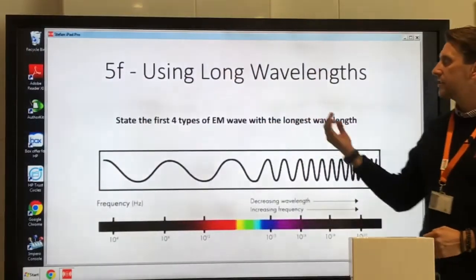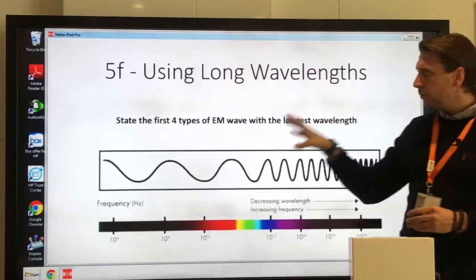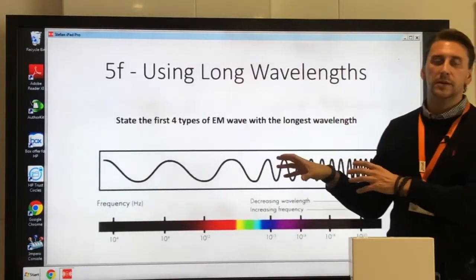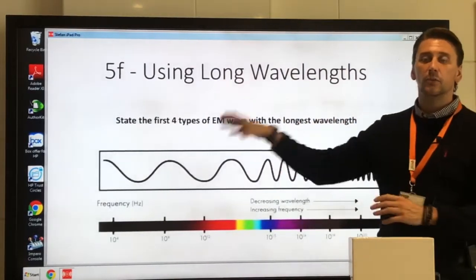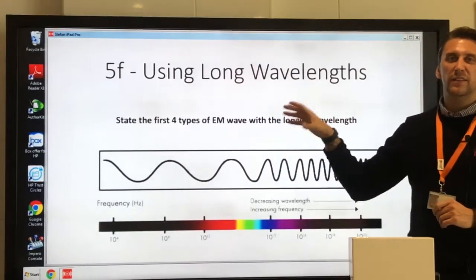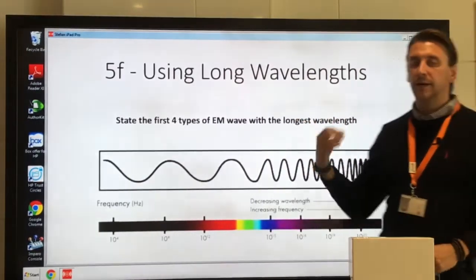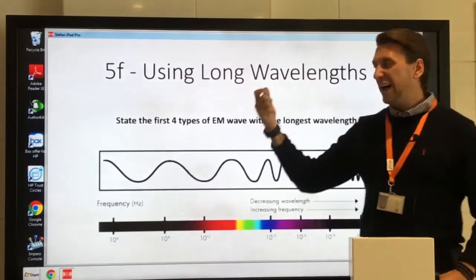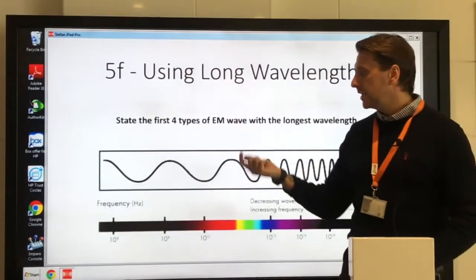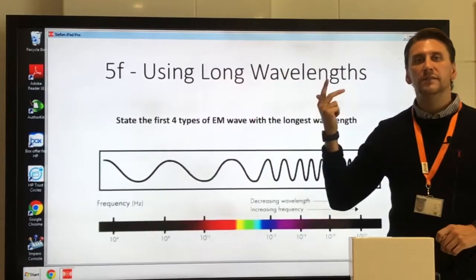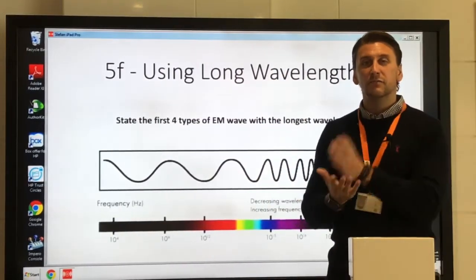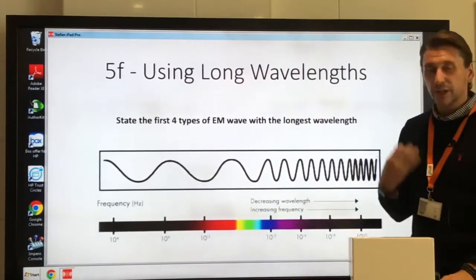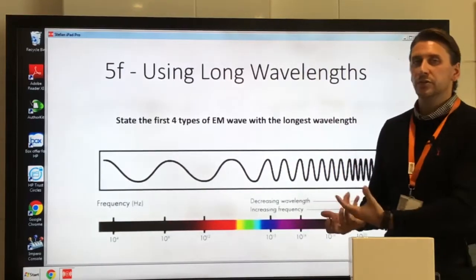So 5F, which is using long wavelengths, we're going to look at the specific part of the EM spectrum which is referred to as the longer wavelength EM waves. If we think back to the spectrum, the longest wavelength, remember, was radio waves, and then the long wavelengths that we consider in here are radio waves, microwaves, infrared, and even visible light. So right to the middle of the spectrum, and we're going to discuss how are they used, what are the uses of those EM waves.